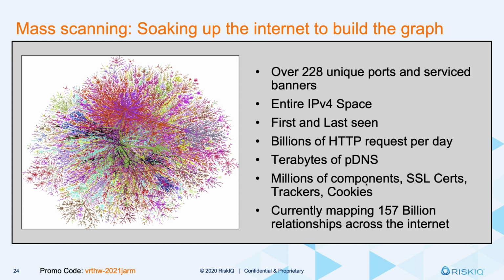We do over 2 billion HTTP requests a day. So some people go, well, I can do this. Yeah, you could potentially do it, but for the scale and the breadth of what we do, you can't. We track millions of components, certs, cookies. We have over 157 billion relationships mapped out, and they change daily. So we're able to understand this and see it. Okay.